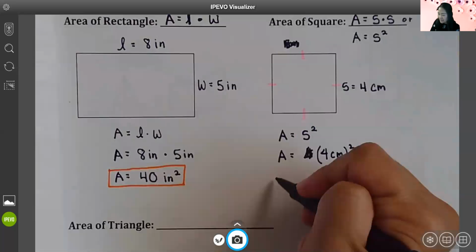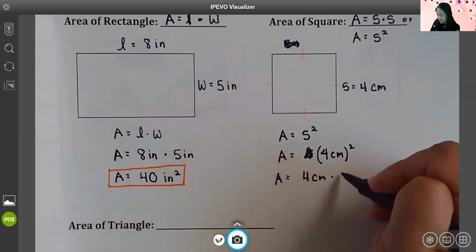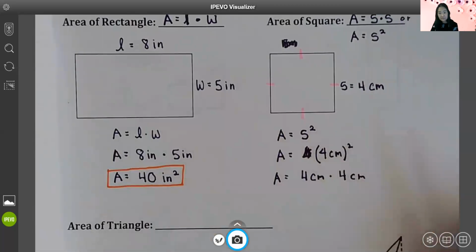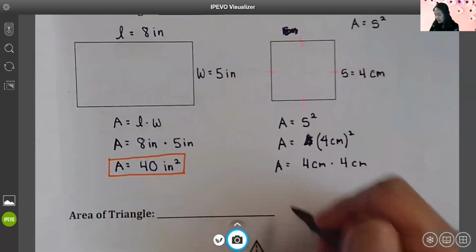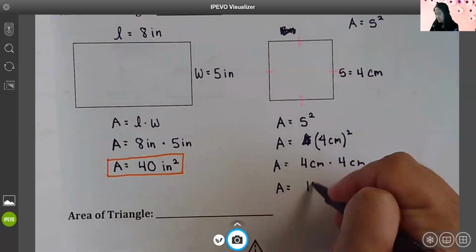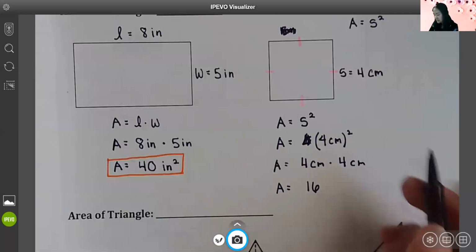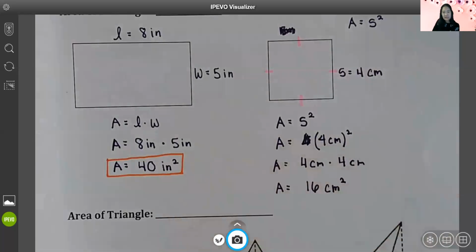Now, that is 4 centimeters times 4 centimeters, right? Side times side, same thing as side to the second power. Area equals 4 times 4 is 16. Centimeter times centimeter is centimeter to the second power. And that's the answer.